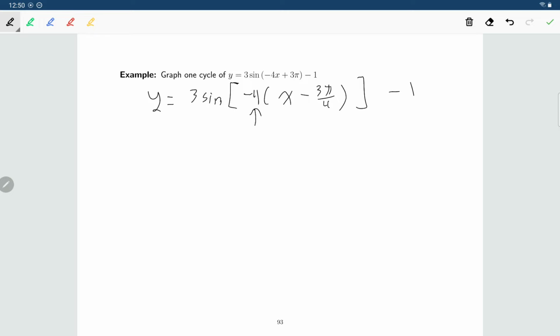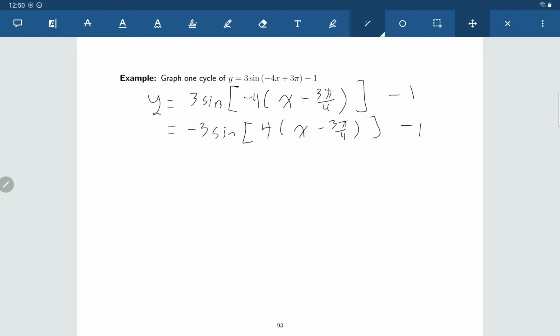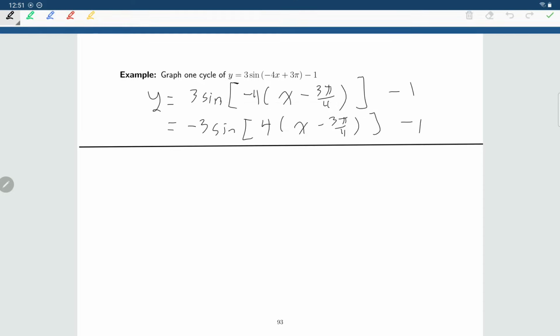And I do have a negative here, so I am going to need to use the odd property of sine and say that actually 3 sine negative 4 times stuff is the same thing as negative 3 times sine of positive 4 times x minus 3/4 pi, minus 1. Okay, so this is something where we're going to have to deal with both a horizontal shift, a phase shift of 3 pi over 4 to the right. We've also got a vertical shift of negative 1, going down by 1.